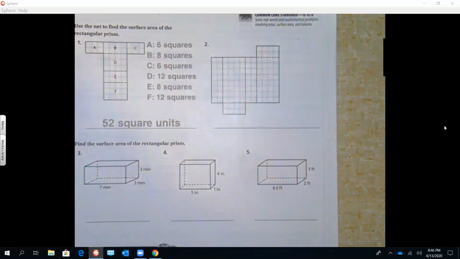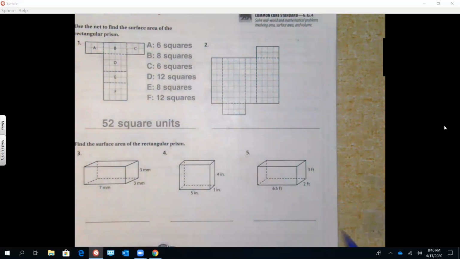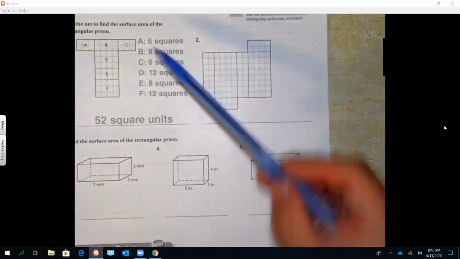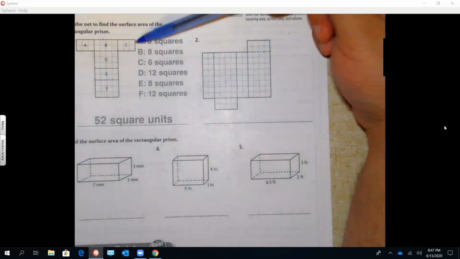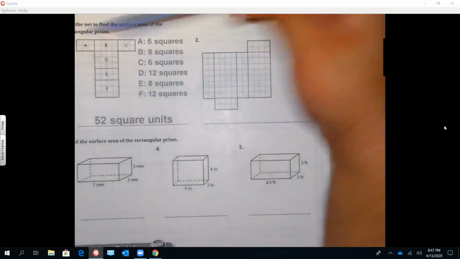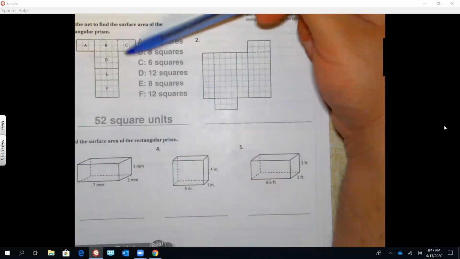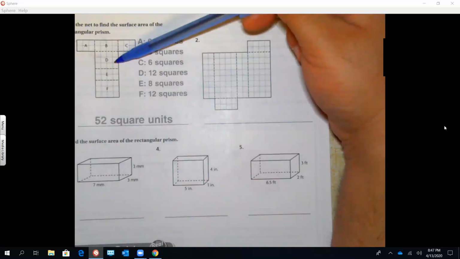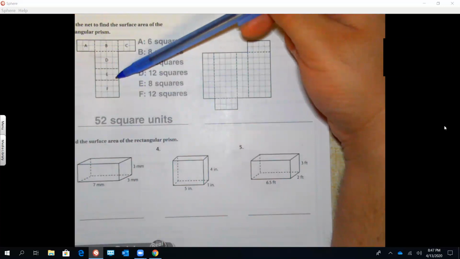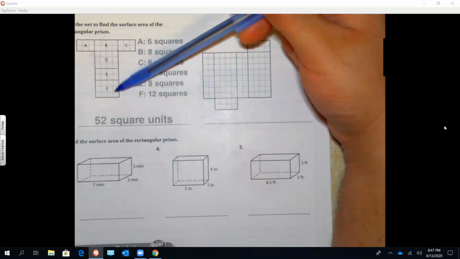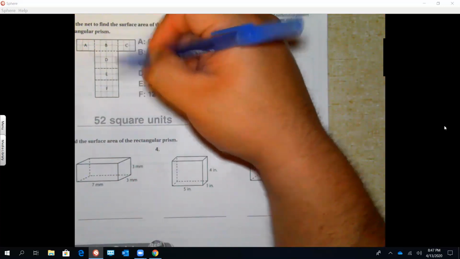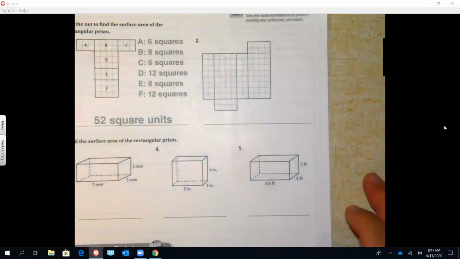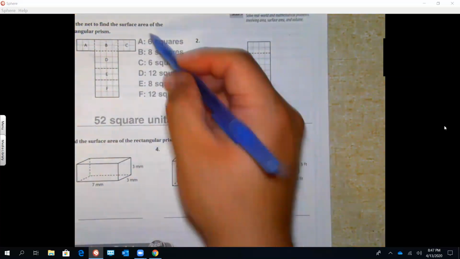Let's do one more. So let's look at this one here. So we have A is 6, B is 8, C is 6. Makes sense, right? These are the same if we fold them up. And then we have our base, our side, our top, our side. So you should have your bottom, top, your front, back, your sides. And you just add them up.